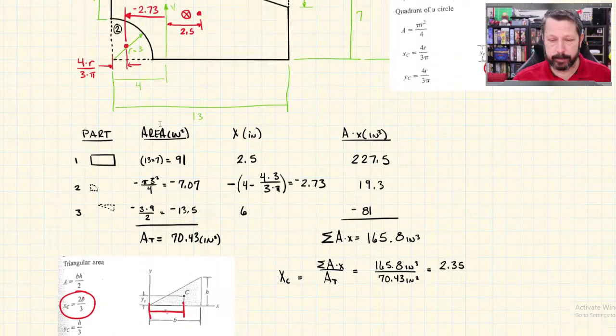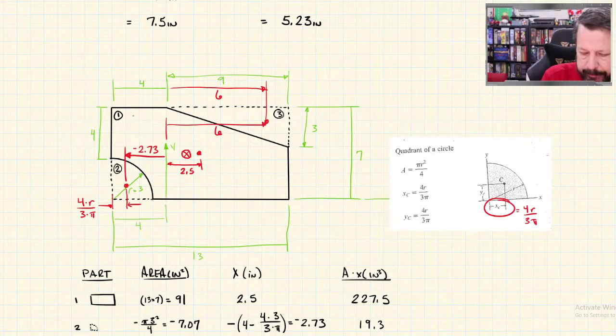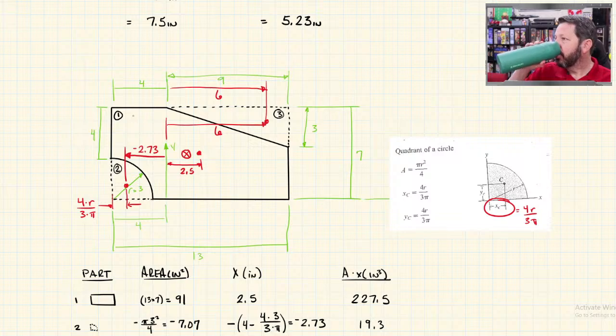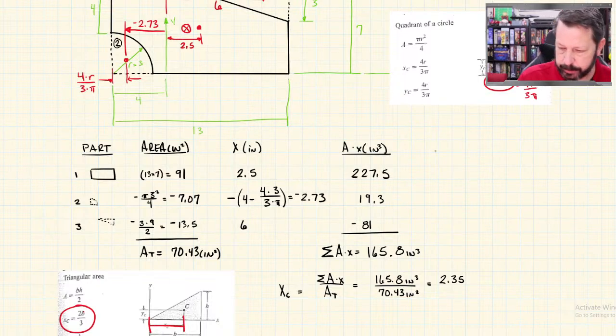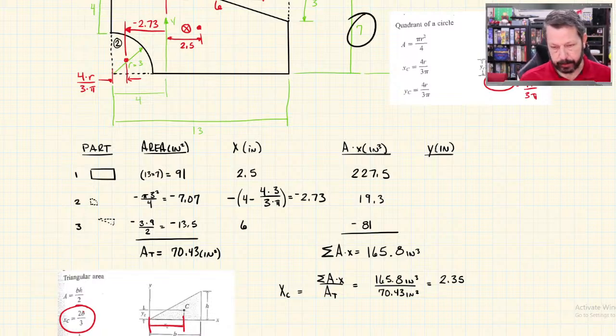All right, let's check our diagram here. That's not quite where I drew it. I drew it like 1.5, but I could believe it's at 2.5 also. So it kind of is, or 2.35. So it's really close to the centroid of the rectangle, at least in the x direction. Now we need the y direction. Okay, so we need all of the y values. For part 1, I have the rectangle being 7 inches tall, so half of 7 is 3.5.